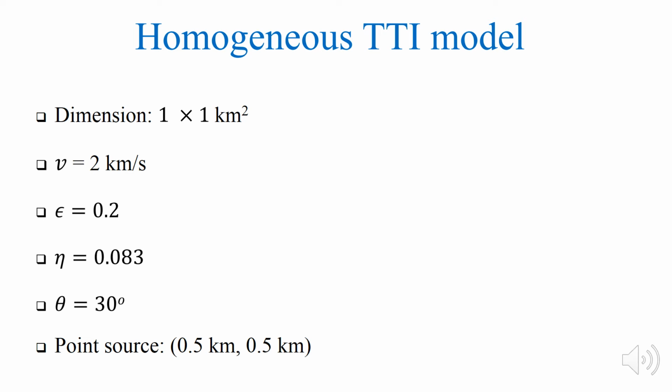The first one that we have is a homogeneous TTI model. We choose a model of size 1 by 1 kilometer square, with a vertical velocity of 2 kilometers per second, an epsilon of 0.2, an eta of 0.083, and a tilt of 30 degrees. We place a point source in the middle of the model at x equals 0.5 and y equals 0.5 kilometers, and compute the travel time solution using PINNs. We also compare that solution with a regular fast sweeping method and with a reference solution computed using a high order fast sweeping method.